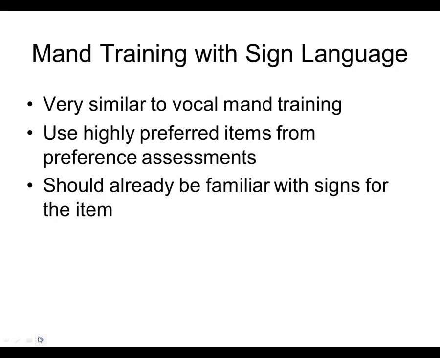Now, with sign language, it's very similar. Same similar thing, it's just going to be slightly different. You're still going to use your highly preferred items from your preference assessments. And the child should already be familiar with the signs for the item. That would be ideal. You're going to put your highly preferred item on a table and state the name of the item, but immediately after you state the name of the item, you're going to prompt the correct sign. Instead of prompting the vocal, you're prompting the sign, and then you're delivering the item. You continue to do that in the same way as you did with the vocals, but you're fading out your physical model or visual model rather than fading out your vocal model.